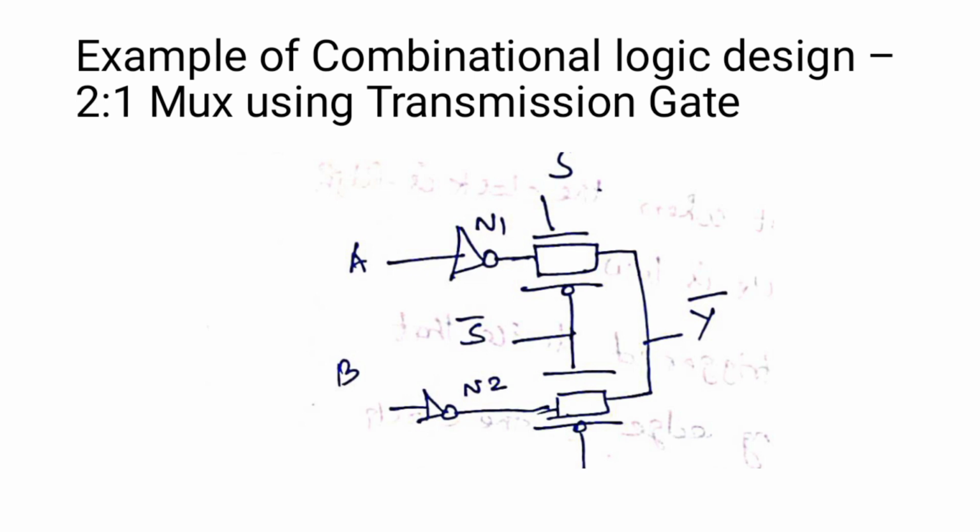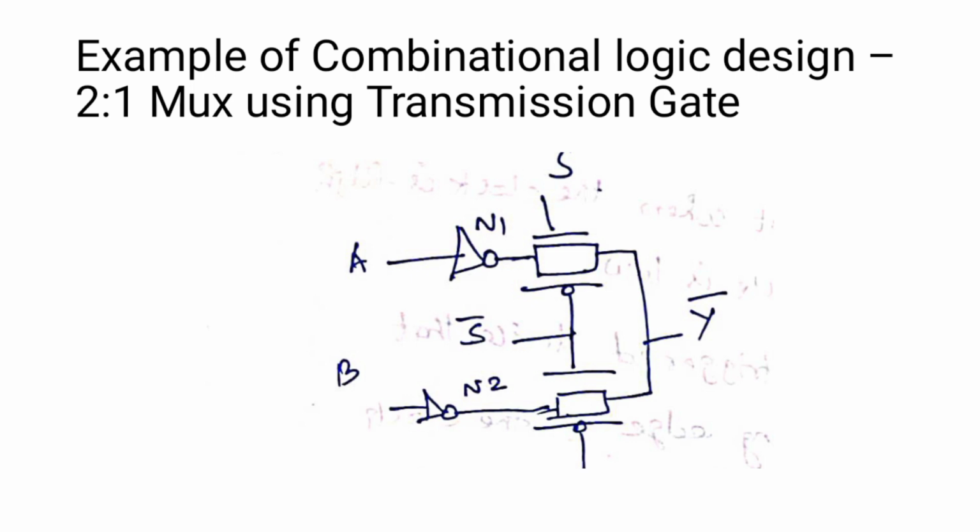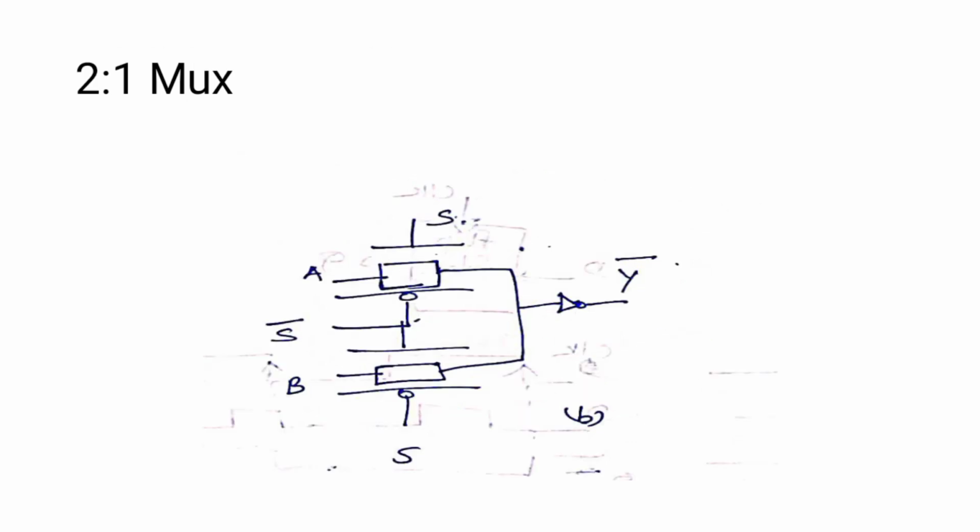A and B are given as inverting inputs, so I am giving inverting inputs and getting the same inverting output. If I am not connecting N1 and N2, as non-inverting inputs, I am getting output Y also as a non-inverting output. This circuit shows the inverting input and output, and this circuit is non-inverting. If I want to take an inverting output, I have to connect an inverter at the output. So that's it.